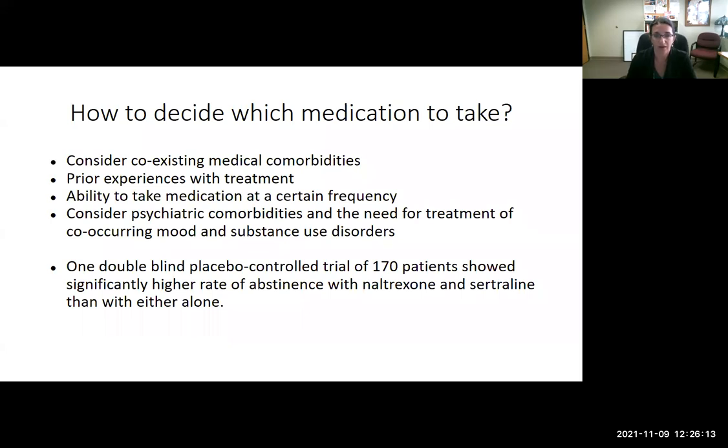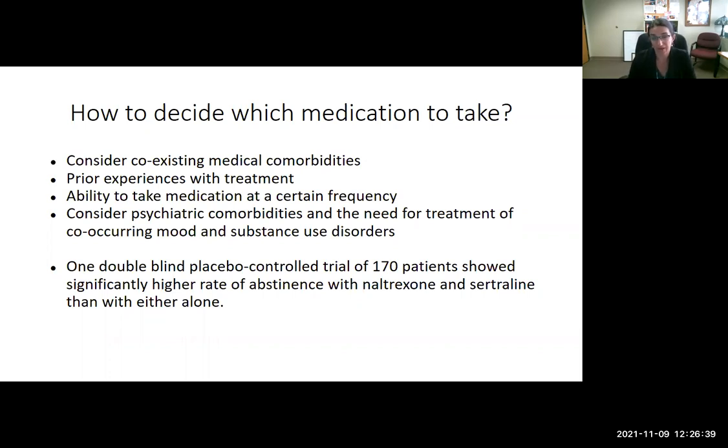So again, patients with opioid use disorder on medical treatment likely would not be able to have naltrexone. And then thinking about liver and kidney function in terms of how both naltrexone and acamprosate are cleared. You want to ask about their prior experiences with treatment. They may have had success or problems with some of these medications, and that can help guide you.